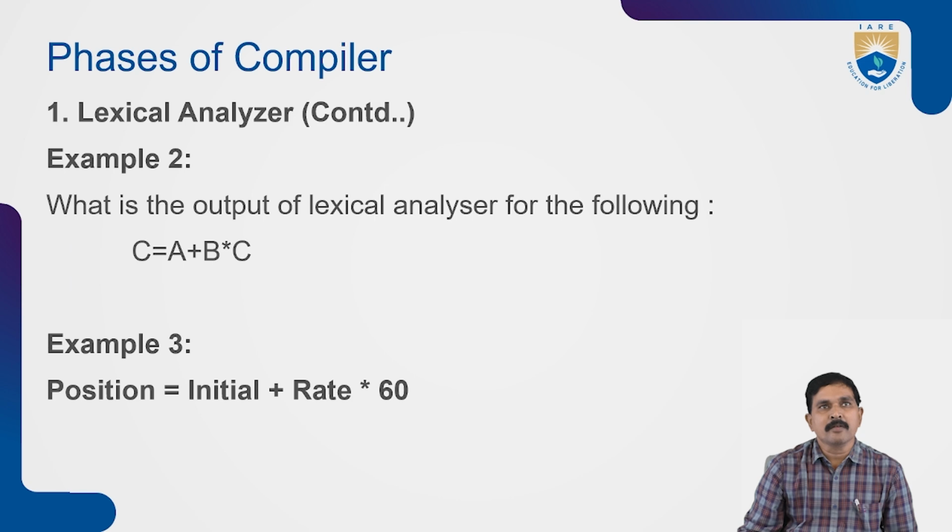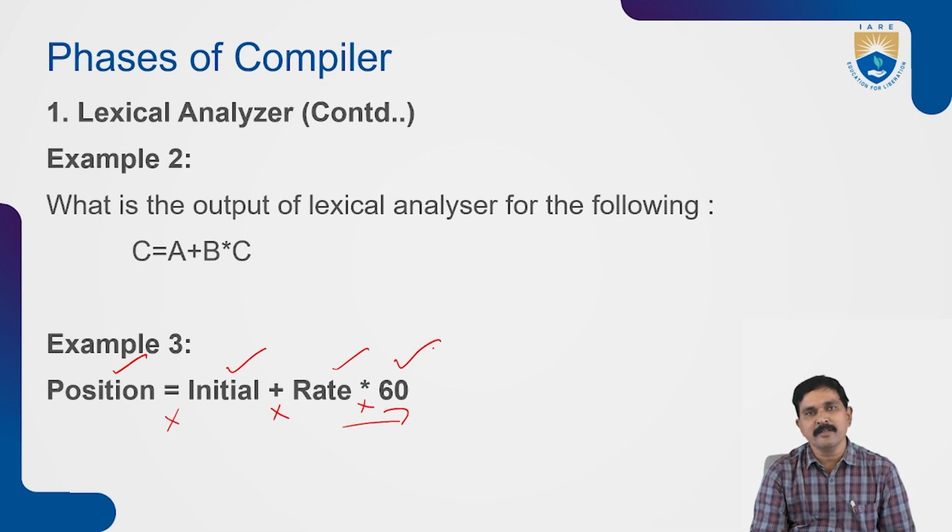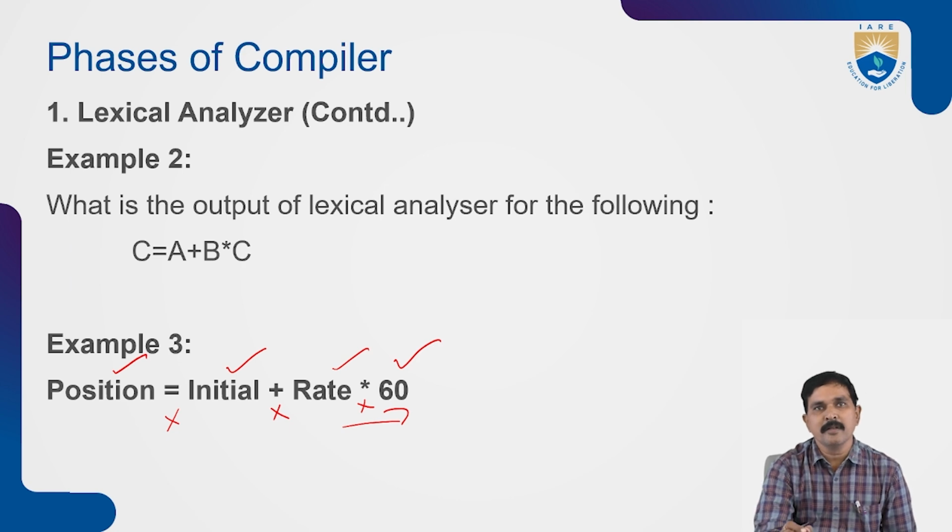So here is another example, a third example. Try to solve this example: put tick marks on those which have symbol table entries, and on those which do not have symbol table entries, such as these operators. This 60 also has a symbol table entry. The value of 60 is stored somewhere.